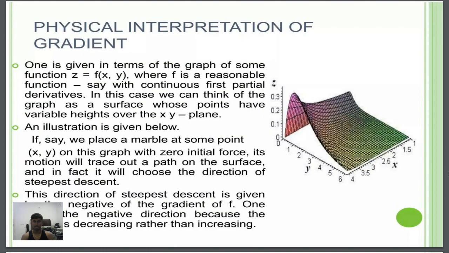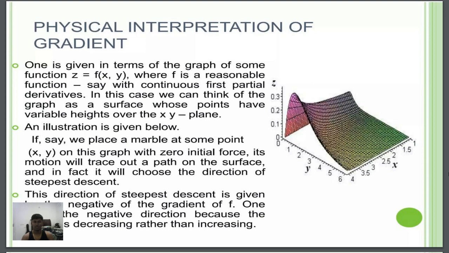Physical interpretation of gradient. One is given in terms of the graph of some function z equal to f of x comma y, where f is a reasonable function, say with continuous first partial derivatives. In this case, we can think of the graph as a surface whose points have variable heights over the xy plane. An illustration is given below.